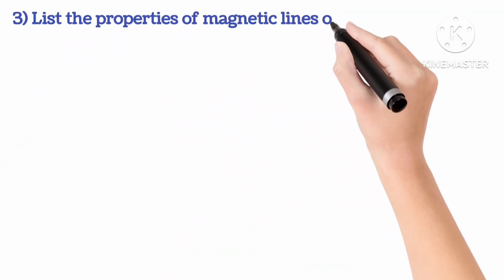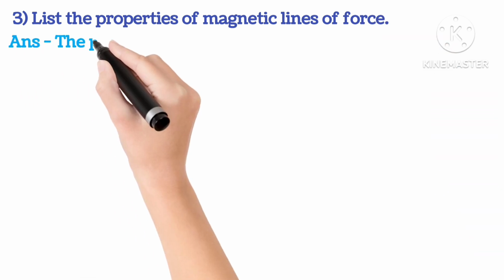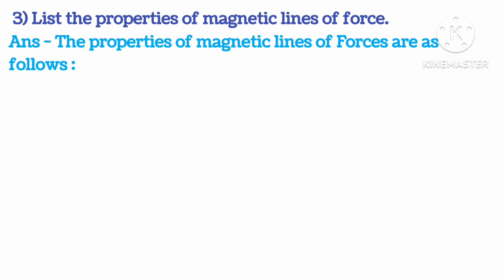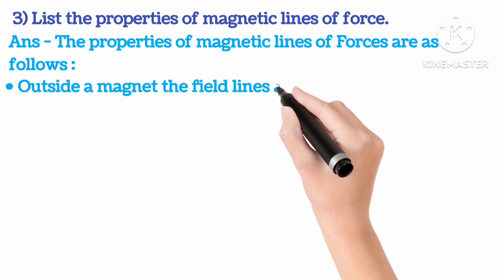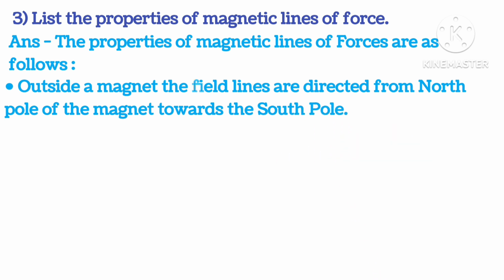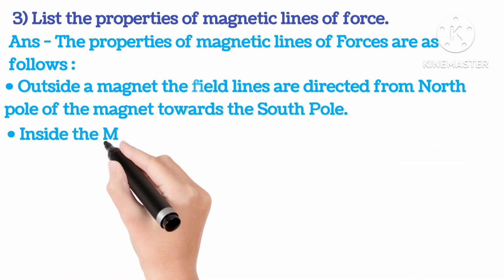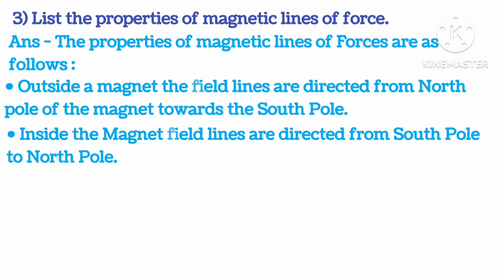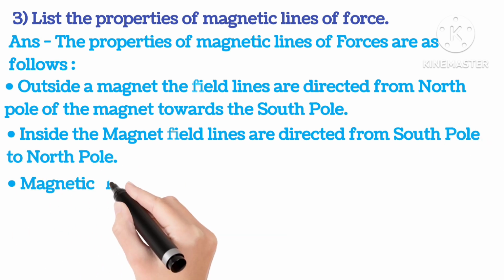List the properties of magnetic lines of force. The properties of magnetic lines of force are: first, outside the magnet, the field lines are directed from the north pole of the magnet towards the south pole. Inside the magnet, field lines are directed from the south pole to the north pole.